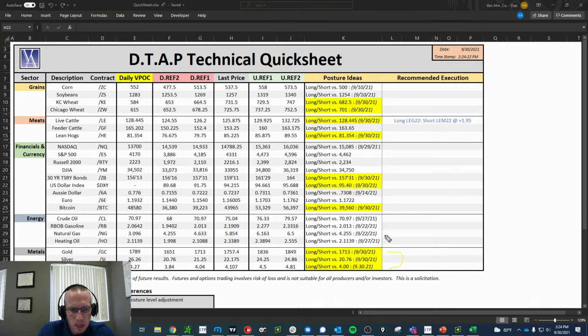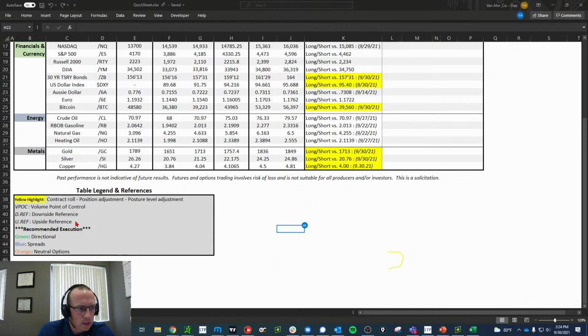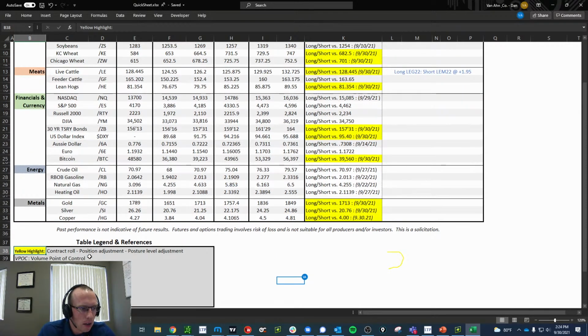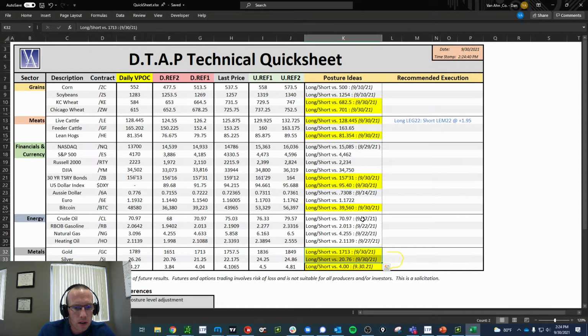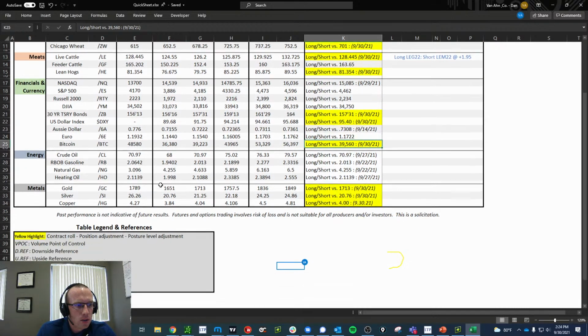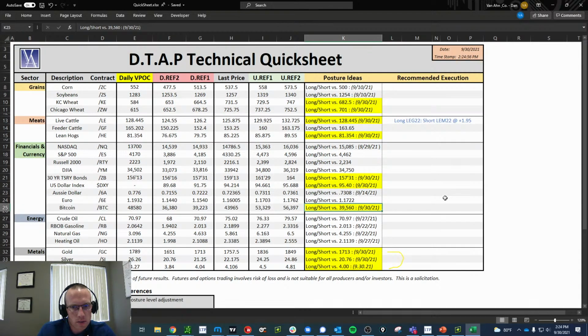As we update those, just as a refresher and a reminder, we do have the table legend and references down below. A yellow highlight, as per what I was just describing, either means a contract roll, a position adjustment, or a posture level adjustment. So the yellow highlights you see today are from a posture level adjustment coming in on the long short bias for these markets. If you have any questions on that or any of the references, the contracts you follow, do feel free to reach out.